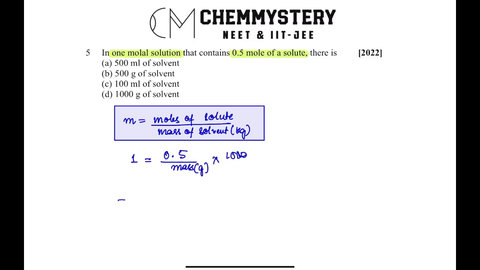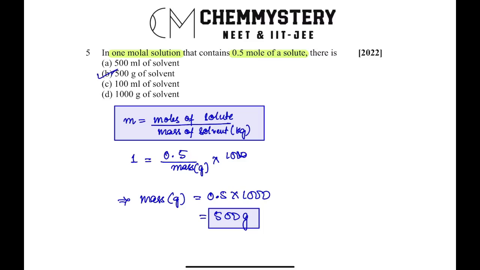So what is the mass? Mass in gram will be equal to what? 0.5 into 1000. How much is it coming? 500 gram. So 500 gram is the mass of the solvent. So the option will be B, 500 for 5.